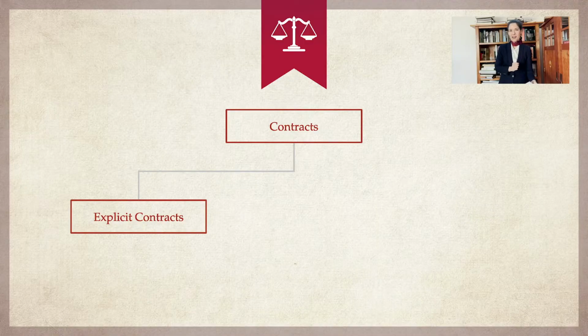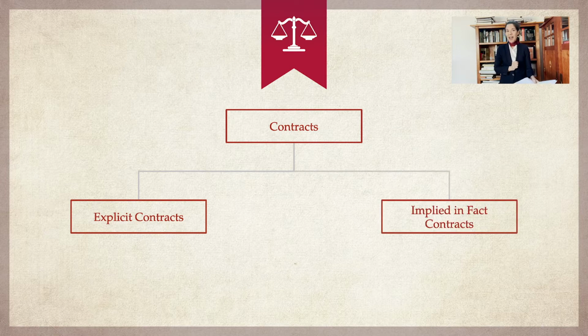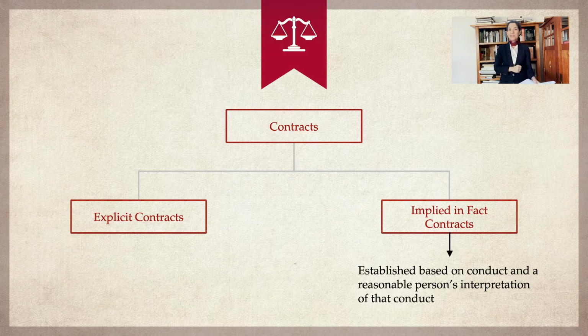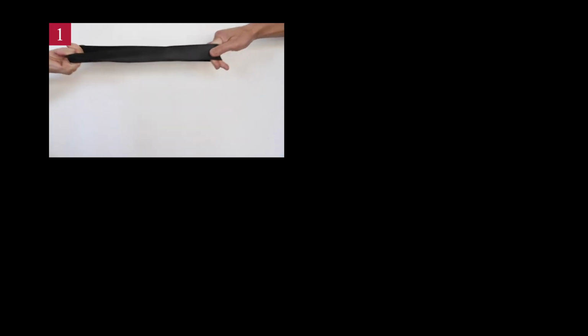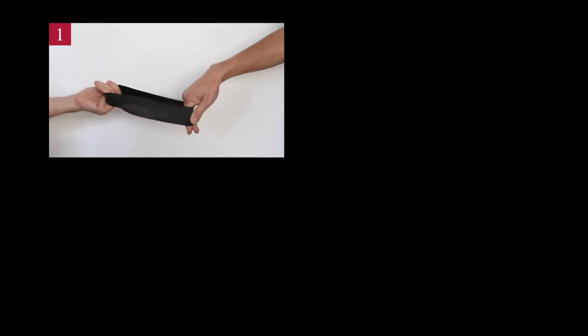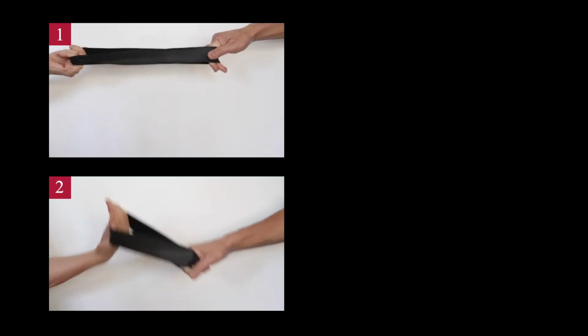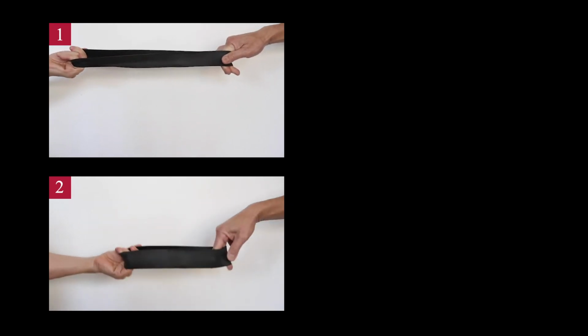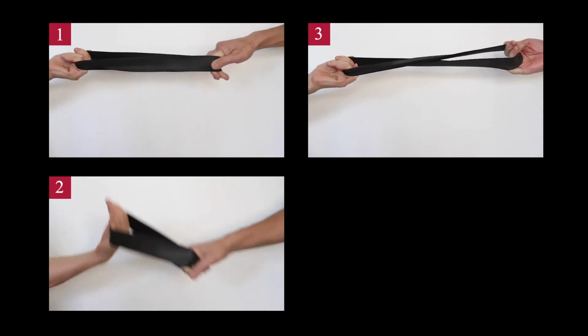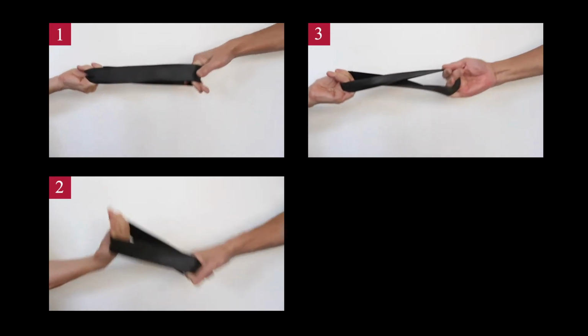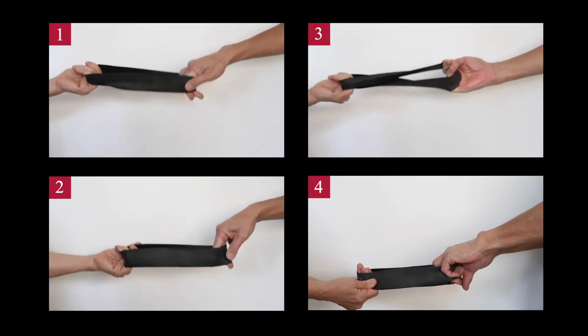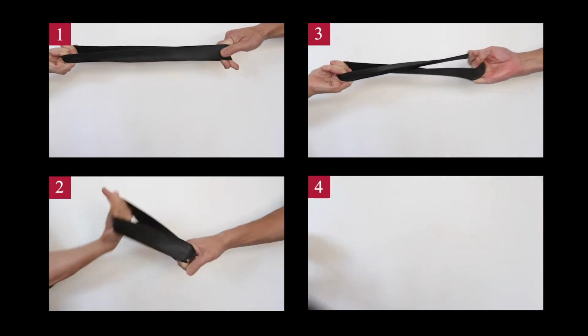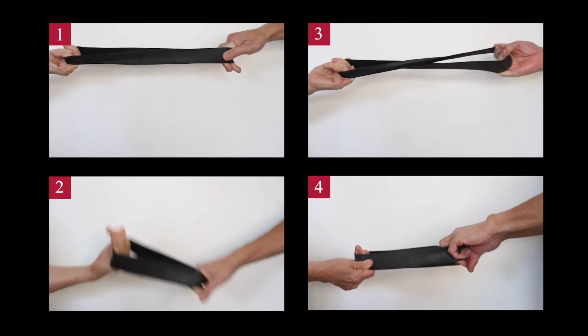Those are explicit contracts. There's also implied in fact contracts. These exist where a contract is established based on conduct and a reasonable person's interpretation of that conduct. This will exist where the plaintiff has furnished a service or a property to the defendant. The plaintiff reasonably can have expected to receive that payment. The defendant reasonably should have known that a person in the plaintiff's shoes would have expected payment. And finally, the defendant had the opportunity to reject the property or the services and refused to do so.